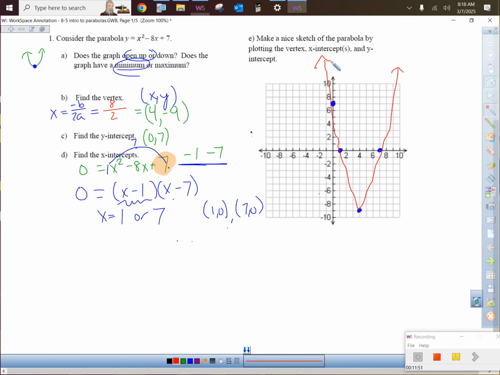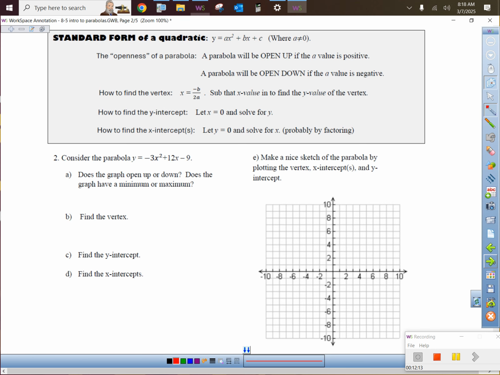So let's try that again. That was kind of weird. Let's go through all these steps again. First, notice who A, B, and C are. And you tell me, who is A?